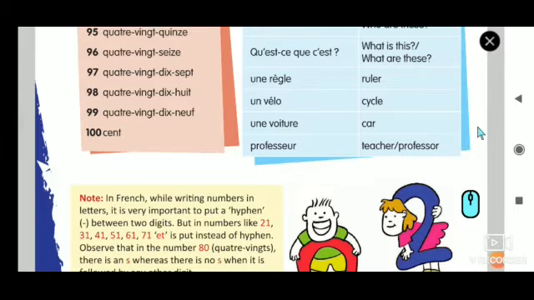Un garçon, une fille, une fleur. So the question was a girl, and the right answer is une fille.